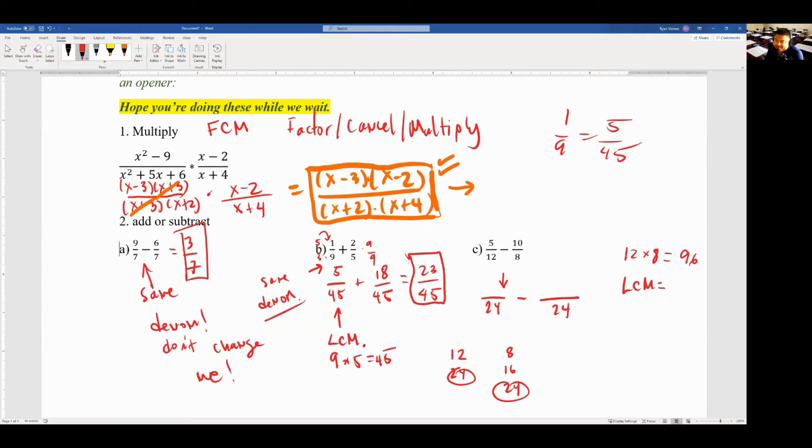$24 and $24. Which means I need to use a giant one, a 2 over 2 here and a 3 over 3 here, to get 30 here and 10 here. My answer is negative 20 over 24. Negative 10... wait. Negative 5/6.